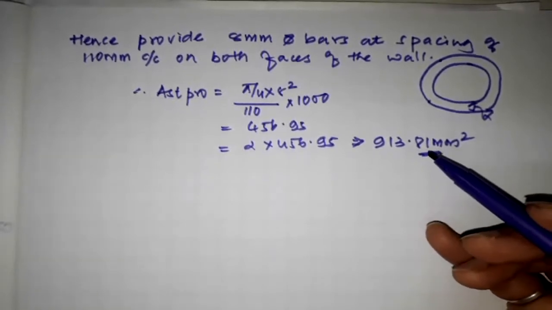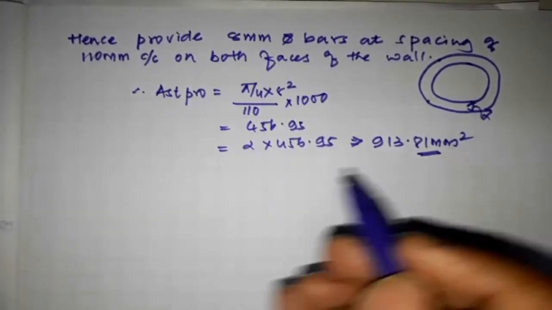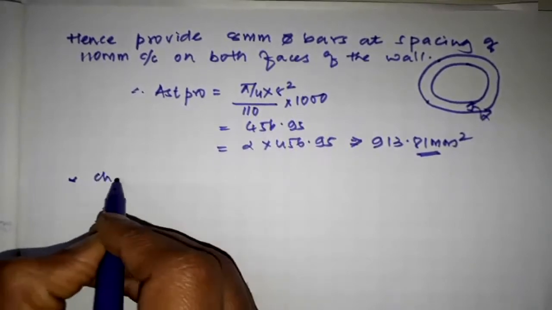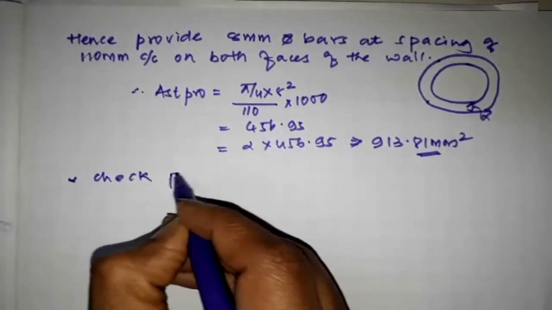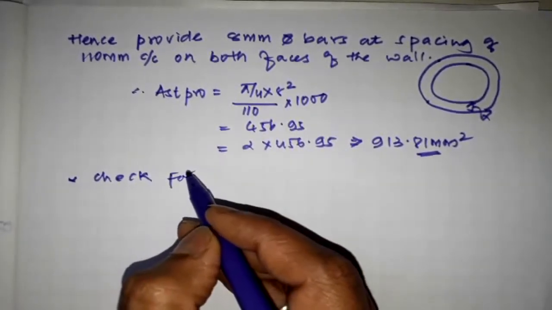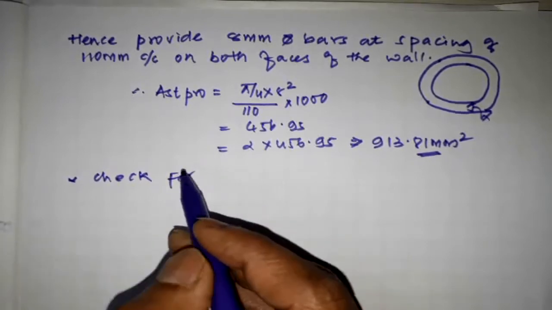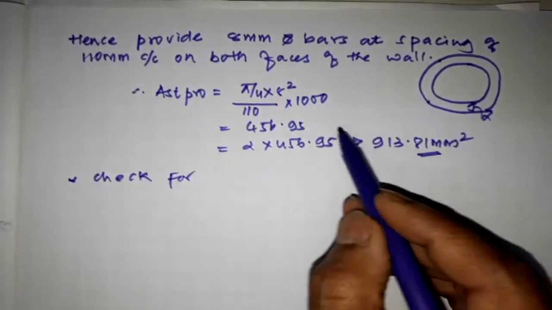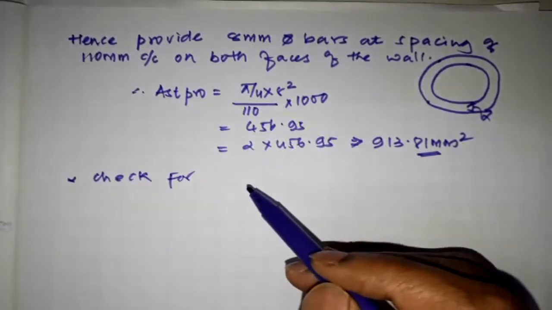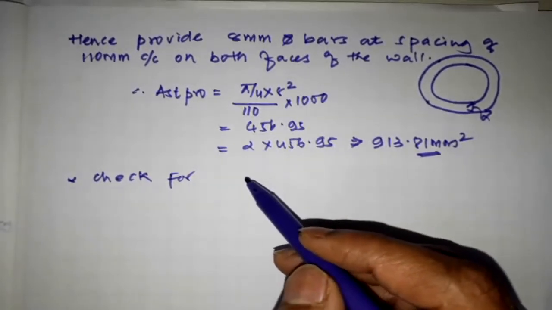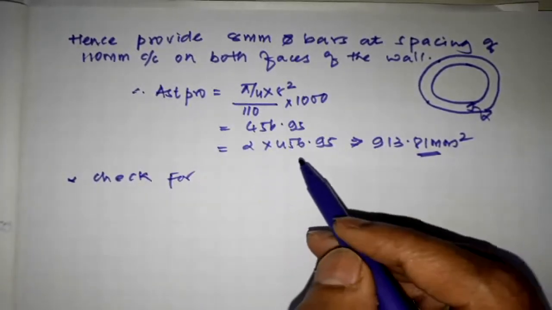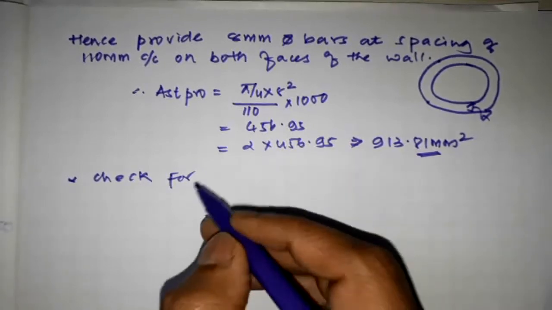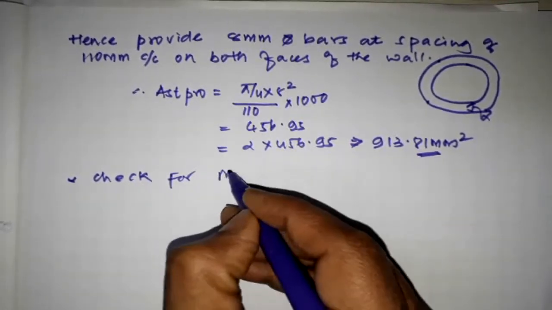Now we have to check for the maximum tensile stress, whether our wall is capable of resisting the hoop tension with this much reinforcement. Still we have to check whether the wall is capable of resisting the tensile stresses or not. Check for maximum tensile stress.